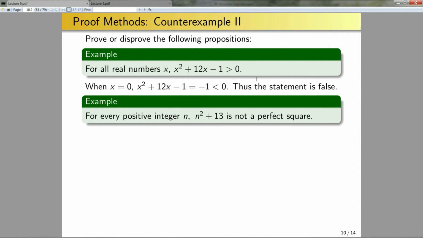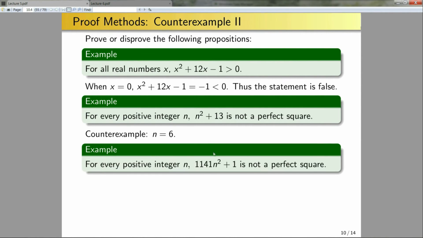Another example. For every positive integer n, n squared plus 13 is not a perfect square. Here I can just plug in various values and see if it's a perfect square, and for instance, 6 is a counterexample. Or here, prove for every positive integer n that this thing is not a perfect square. Well, I could pick this number as a counterexample. Again, in all three of these cases, there are multiple counterexamples that work. Sometimes that's not the case, but I just picked this large number here to show that there are multiple counterexamples that you can use.